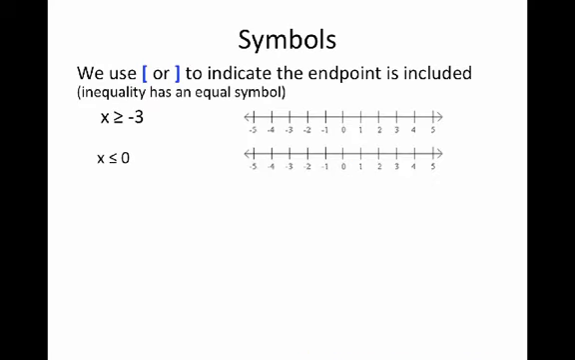We use the square brackets to indicate that the endpoint is included, that the inequality has an equal symbol in it. If we have x is greater than or equal to negative 3, we would put this on the number line by using a square bracket, and notice we would shade to the right. If we have x is less than or equal to 0, we're going to start at 0.